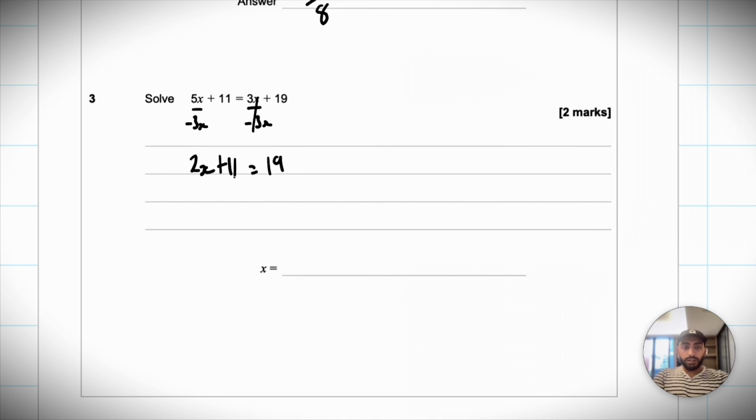Let's move this 11 over to the other side. So 2x is equal to, taking away 11, take away 11, is equal to 8. X would be equal to 4.